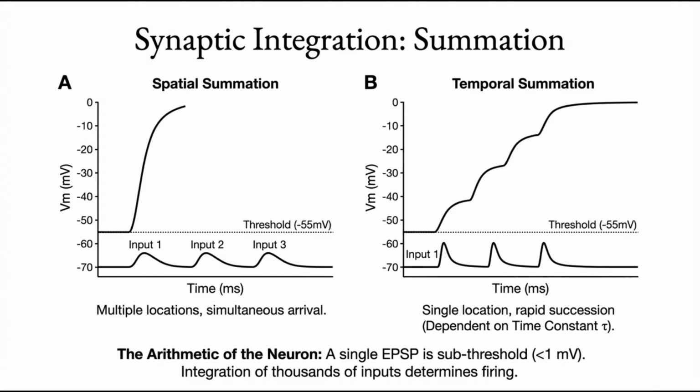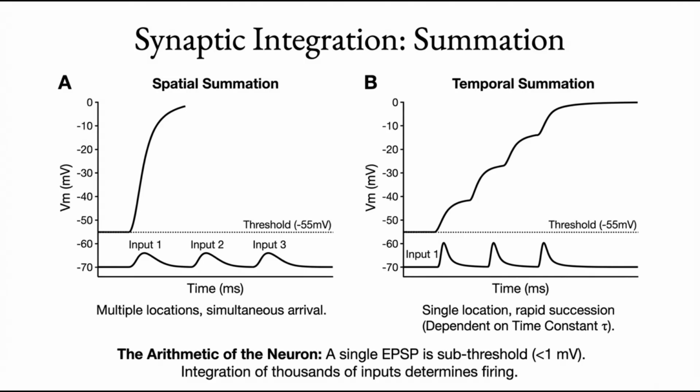You need summation. And there are 2 types listed, spatial summation and temporal summation. Let's start with spatial. Spatial summation is when inputs from different locations, different synapses on the dendrite, arrive at the same time. You have 3 different excitatory neurons firing at once onto our target neuron. Their individual small EPSPs add up. 1 + 1 + 1 = 3. The judge hears 3 lawyers all shouting the same thing simultaneously. That gets attention.